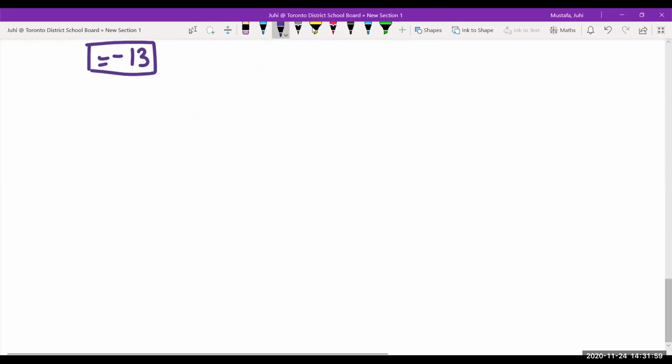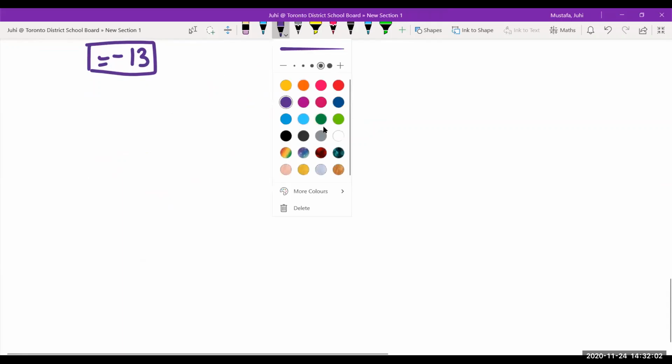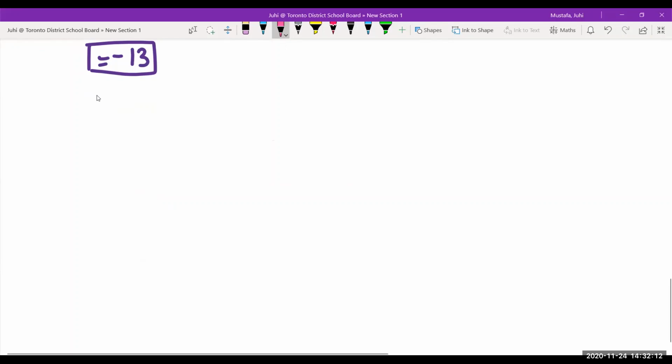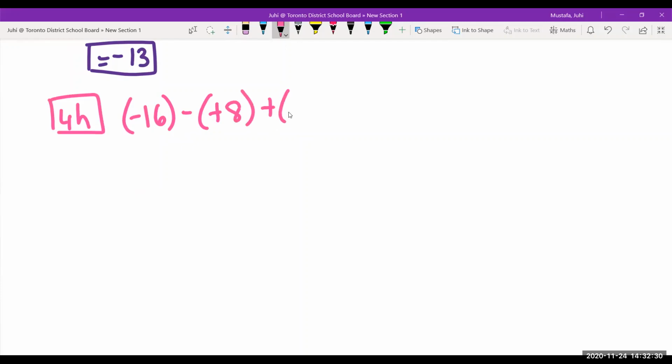Okay. Let's do one more question like these. A really nice pink. That's nice. Let's try this one. So this is going to be question 4. Nope, not F. It's going to be question 4H from your handout. And question 4H says -16 minus +8 plus -4 minus -7.